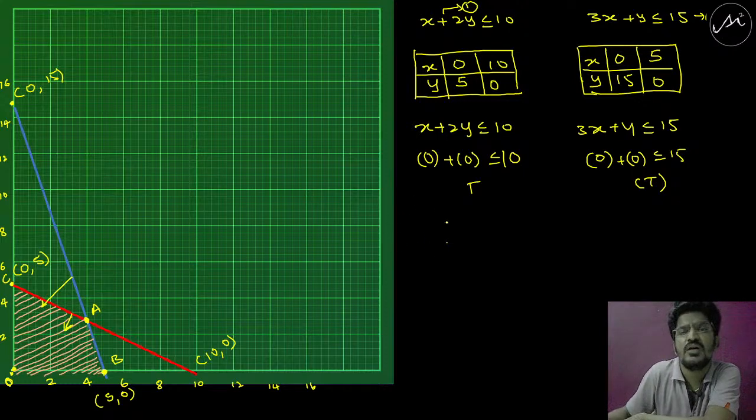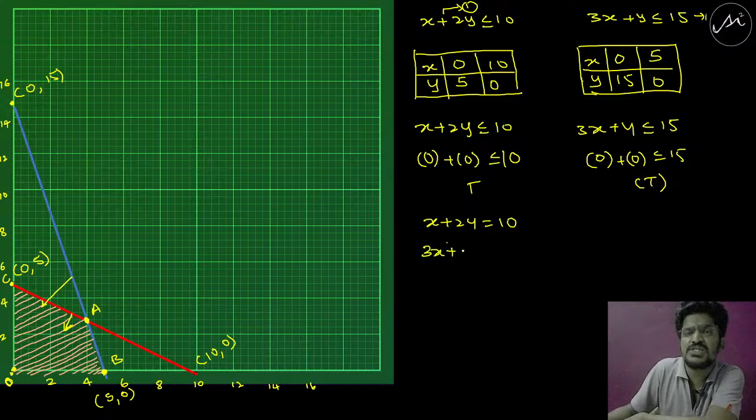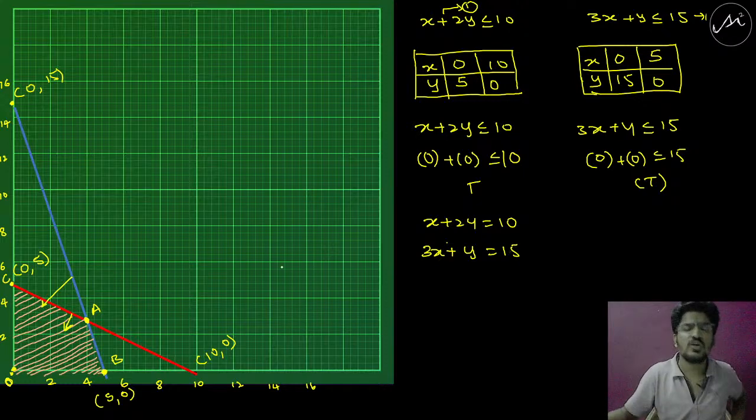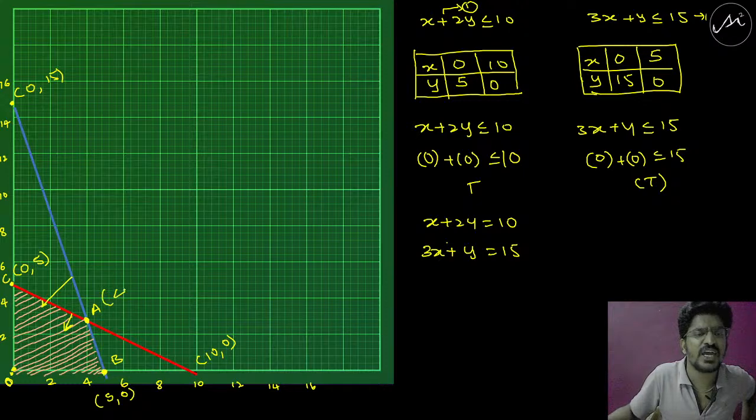Okay. What is equation 1? X plus 2y equal to 10. 3x plus y equal to 15. Clear? So if you want to get it with the graph, you can see that x is 4 and y is 3. From the graph I can write x is 4, y is 3. Clear? And by solving the equations also, you will get the same point.